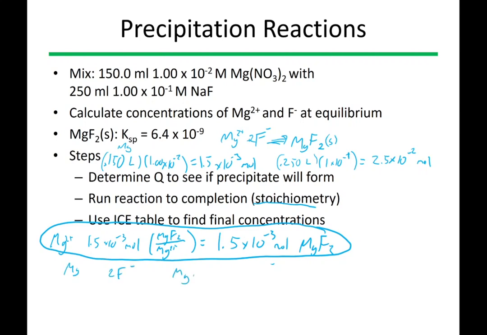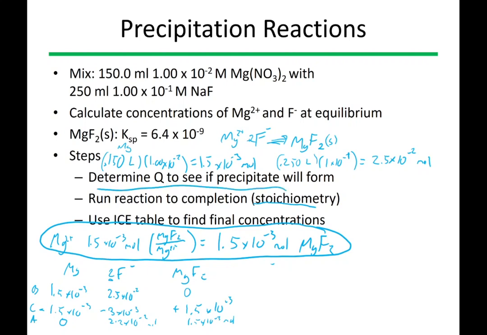So we start with 1.5 times 10 to the negative third moles of magnesium, 2.5 times 10 to the negative 2 moles of fluoride, and no moles of the magnesium fluoride. Since magnesium is the limiting reagent, that's how much we're going to use. And we're going to use twice that of the fluoride, since there are 2 fluorides per magnesium. And we're going to make that much of the magnesium fluoride. So after we run this reaction, we'll have no magnesium left, 2.2 times 10 to the negative 2 moles of fluoride left, and 1.5 times 10 to the negative 3 moles of magnesium fluoride. Okay, so this is what happens when we form the initial precipitate.